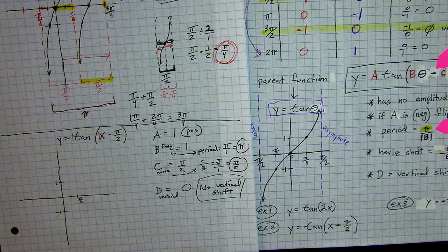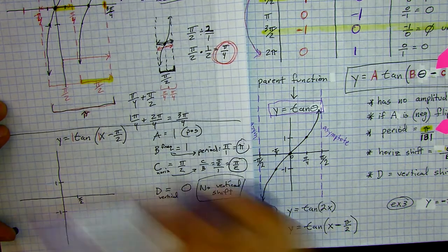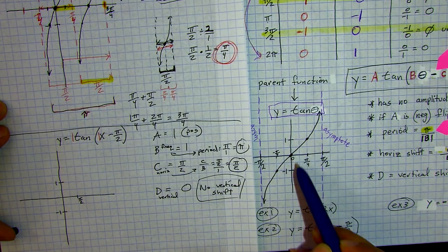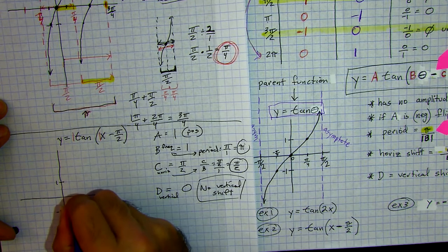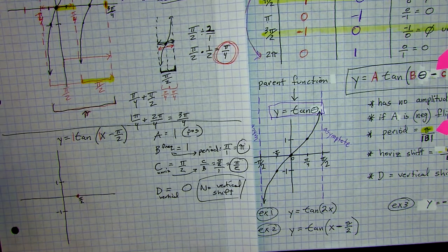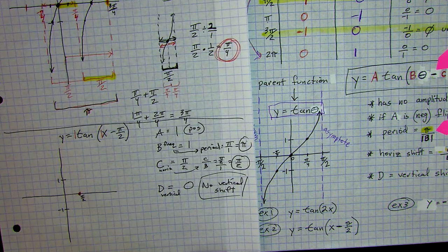And I'm going to say, well, I don't have any vertical shift. It doesn't go up and down, so it doesn't move it up or down, but it does move it positive pi over 2. So this is that inflection point. You always find where that point is, and then you use the period to move out in both directions to find your asymptotes. That's the most direct way.